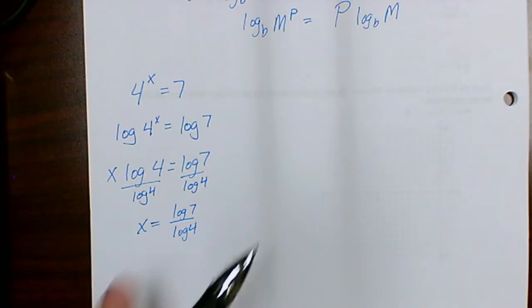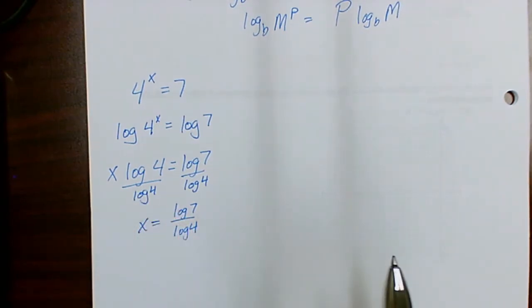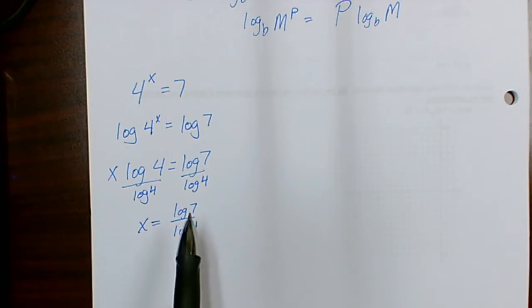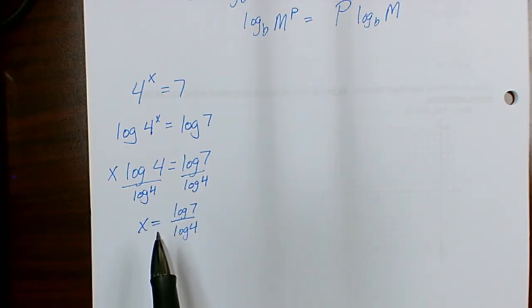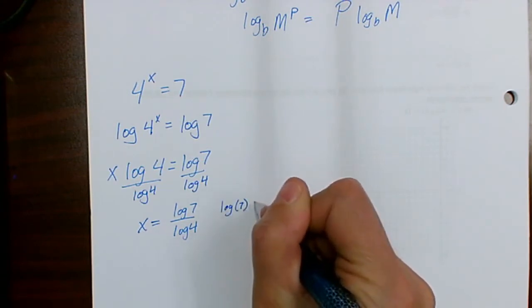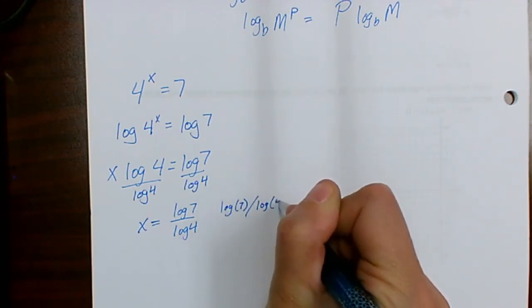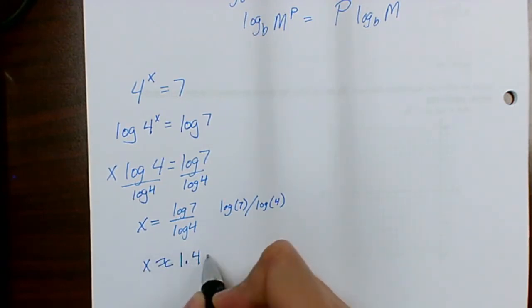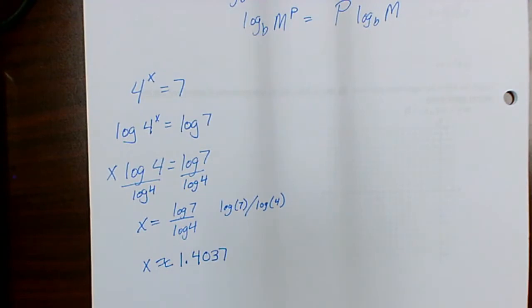And think of log 4 and log 7 as just numbers. They are irrational numbers, where the decimal does not repeat or terminate. And log 7 is just as if it were a 3 or a 4, you know. So think of logs as numbers. So what you're going to do is plug that into your calculator, and you'll get x is approximately 1.4037.